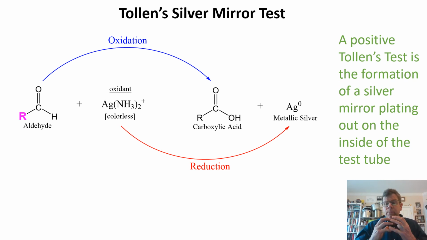It's actually a very beautiful reaction. The inside of the test tube turns into a mirror. It's pretty amazing. And that would be considered a positive Tollens test, which would mean it was an aldehyde that was present.